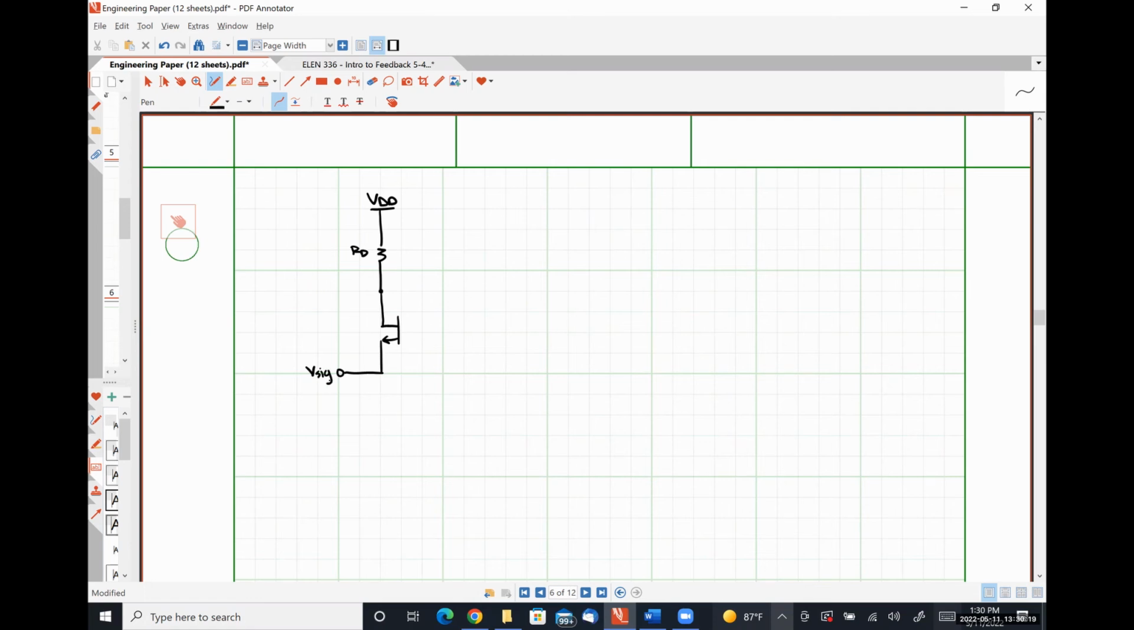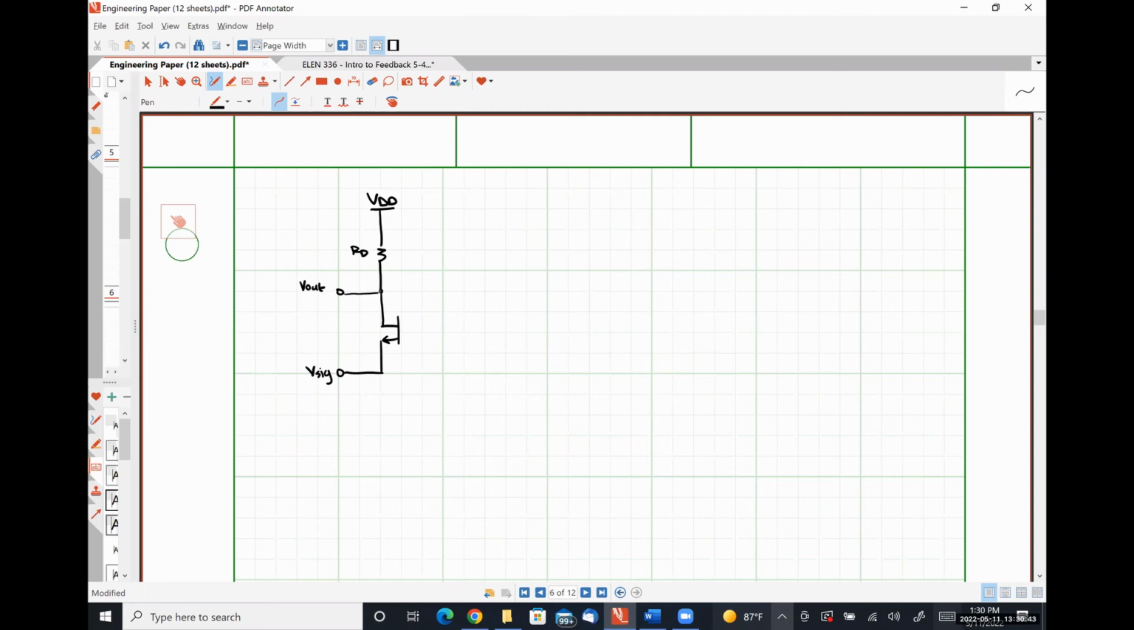I'm going to call this V signal because I don't want ambiguity. It is technically the source voltage here, but I want to make sure that I'm being as unambiguous as possible. So this is the input signal to our closed loop amplifier. Here is where we're going to take our output voltage.